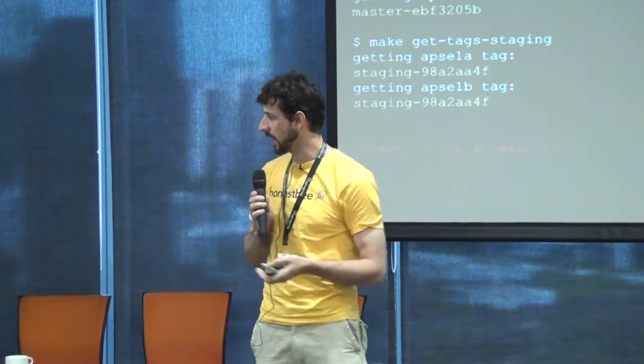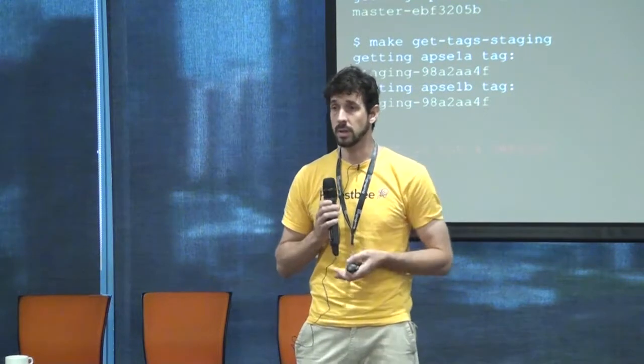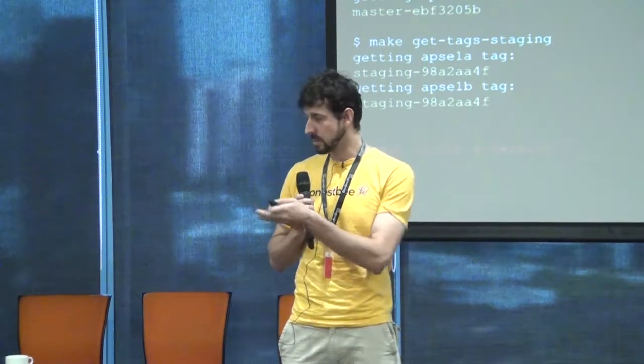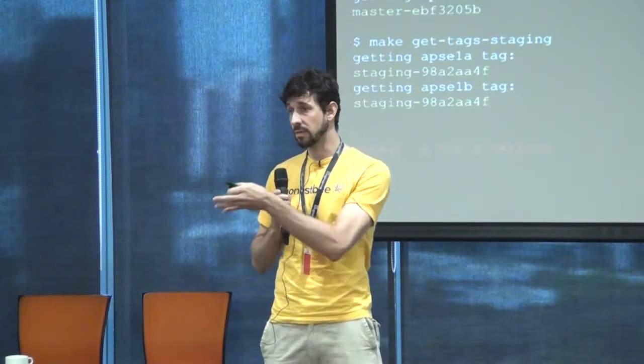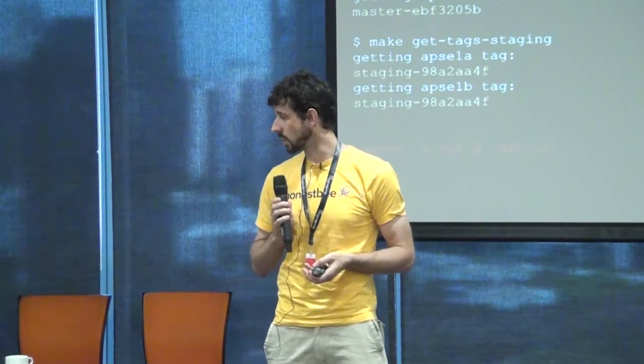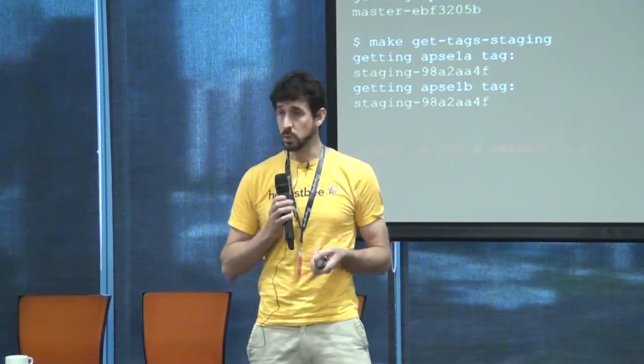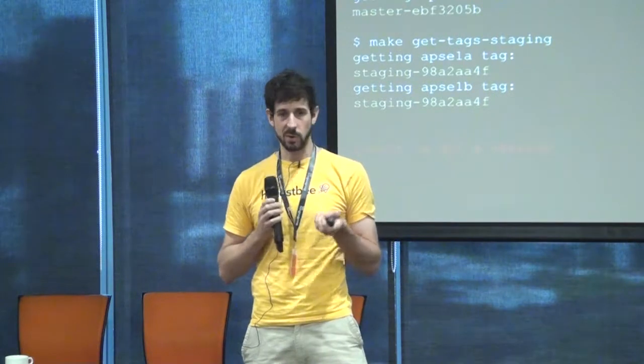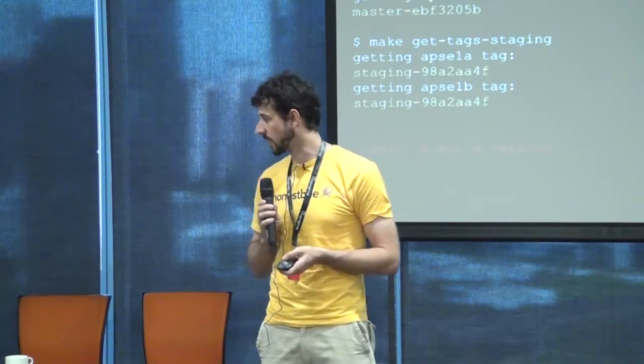I'm running here a little make target that gets me the currently deployed version of my application, and I can go back to the actual Git repository and find the exact version of the code that's running in production or on staging right now. Do note that latest is not a version, so do not use latest as a version because you're going to get in trouble.